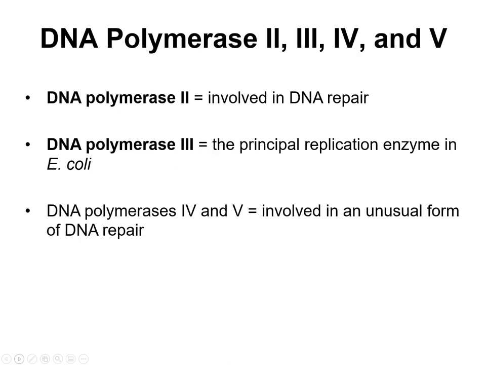Now we'll look at DNA pols 2, 3, 4, and 5. Pol 2 is involved in DNA repair. Pol 3 is the principal one used for replication in E. coli. Pols 4 and 5 are involved in a kind of unusual form of DNA repair. So we're going to focus on pol 3 for the remainder of this chapter.